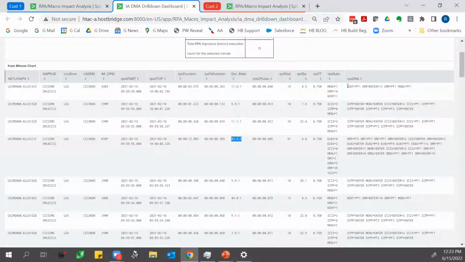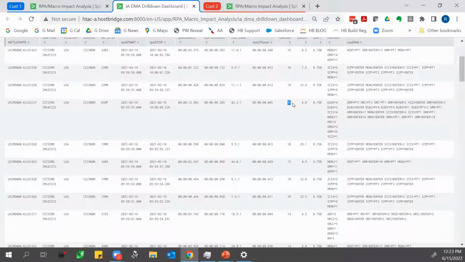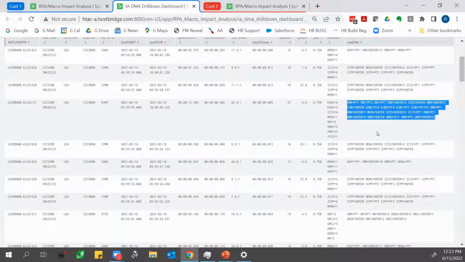Now, we'll look at some other very interesting use cases in a moment, but I'd like to just help you see and get a vision for what we're doing here. So now these are very simple macros. Well, in fact, let's go down to here. Let's look at this one. This macro executed 51 transactions, and we can tell you exactly what it did. So this macro executed the ORR transaction, pressing the PF3 key. Then it went to the ORC transaction, again a PF3, ORC, ORR, and that *2 after the enter means that happened twice. And we can just walk through.